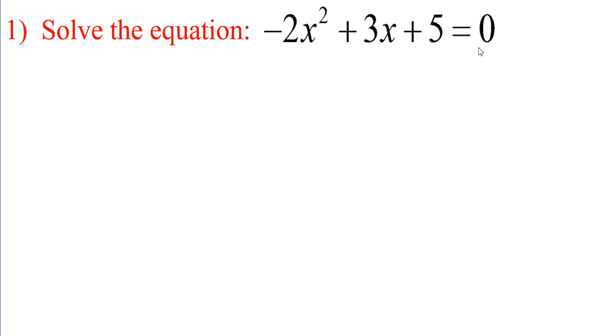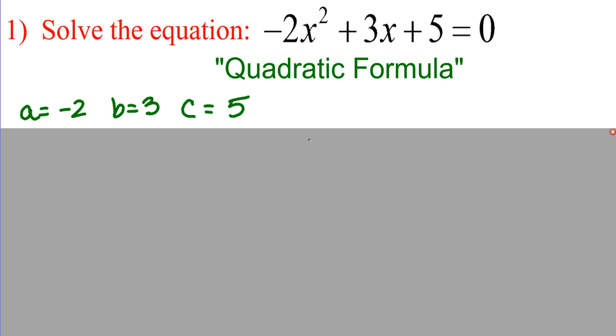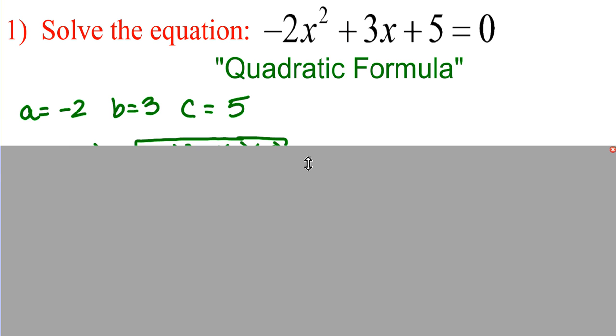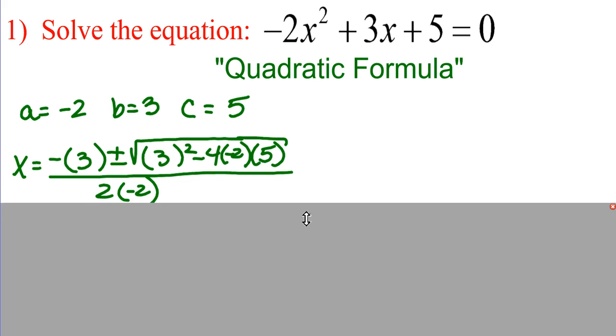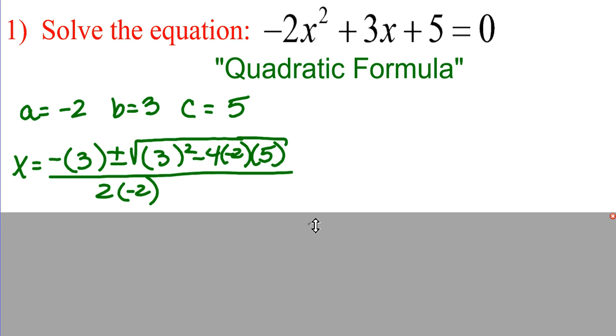So if we're doing the formula, the first step is to identify the coefficients for a, b, and c. A is the coefficient in front of our x squared term, so a should be negative 2. B is the coefficient in front of x, which should be 3, and c is your constant, and that's 5. We take these and substitute them into our formula, and again, our formula is the opposite of b, going to the right and left, the square root of b squared minus 4 times a times c, all of that being divided by 2 times a. Again, we're just substituting those values into their places in the formula.